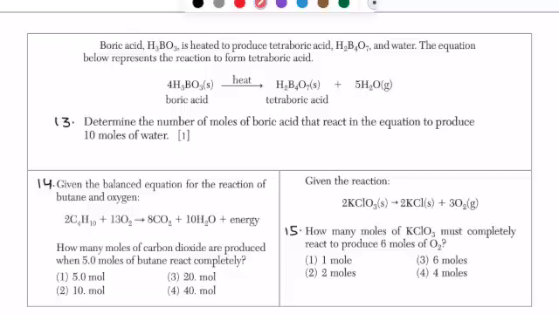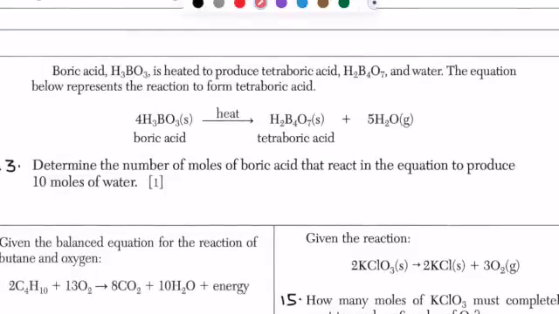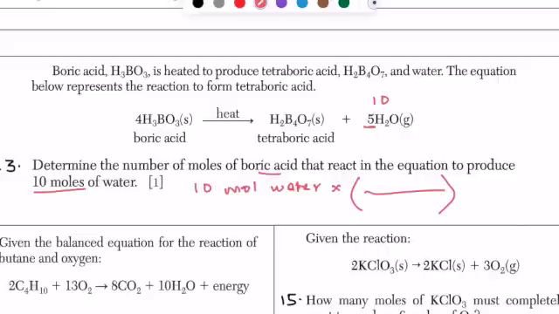Determine the number of moles of boric acid that react in the equation to produce 10 moles of water. Now, instead of comparing the mass, we are comparing the moles. We have 10 moles of water that are produced. In the actual equation, we only have 5. The easiest way to answer this question is to use dimensional analysis. Start with what's given in the question, which is 10 moles of water, and the question is asking you to compare water and boric acid, which is right here. So you just compare their mole ratios.